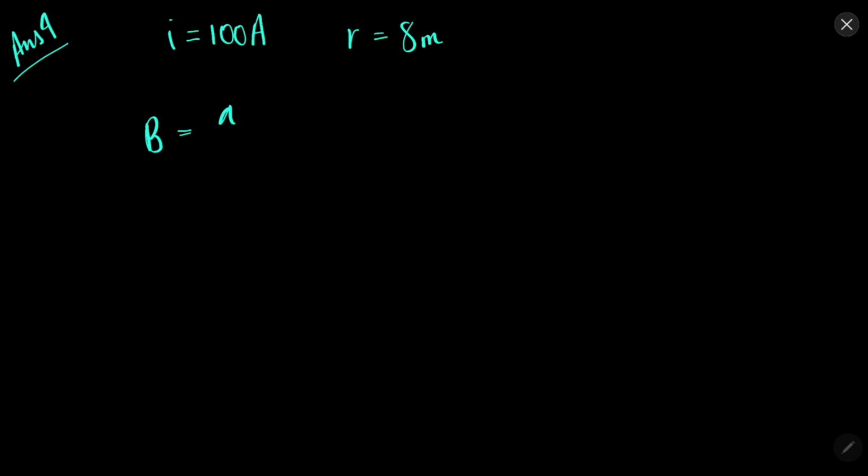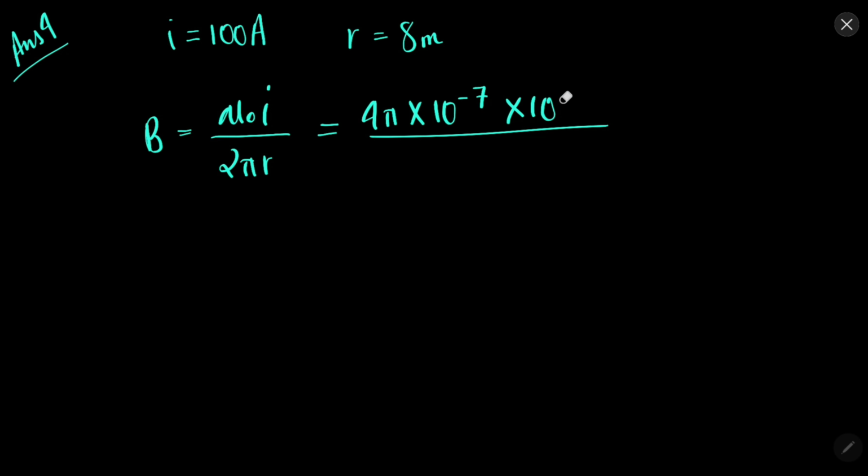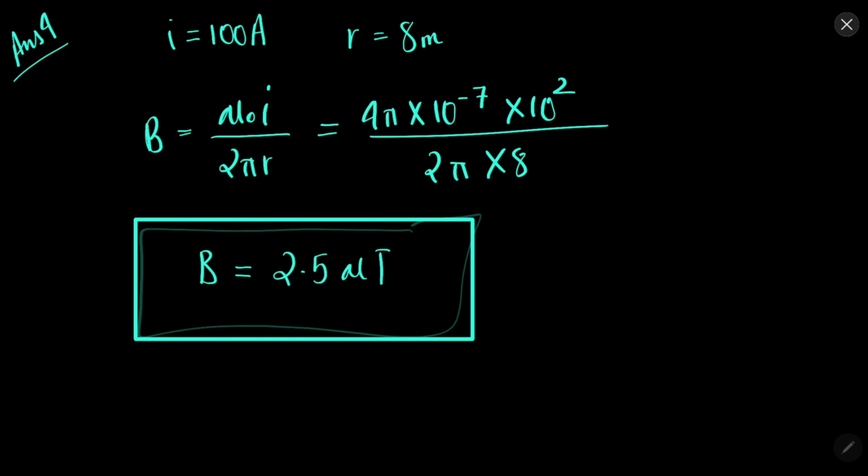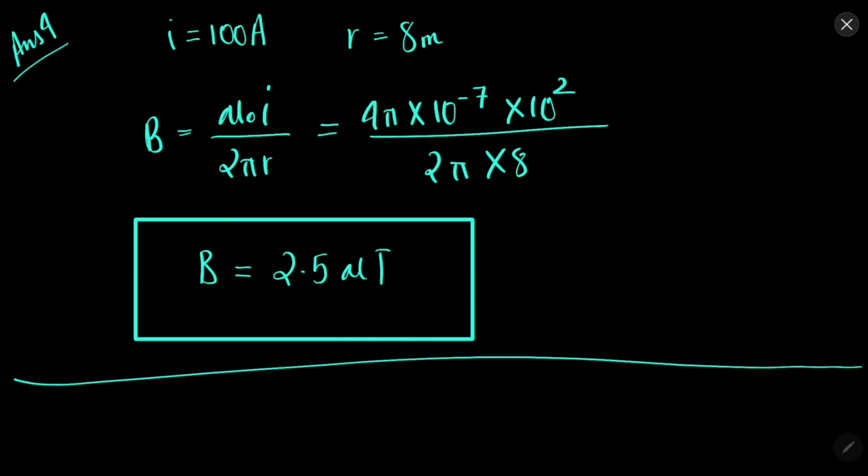So B equal to mu naught I over 2 pi R, 4 pi into 10 to the power minus 7 into 100, or 10 to the power 2 over 2 pi into 8. So after solving this, magnetic field will be 2.5 microtesla, that is 2.5 into 10 to the power minus 6 Tesla.